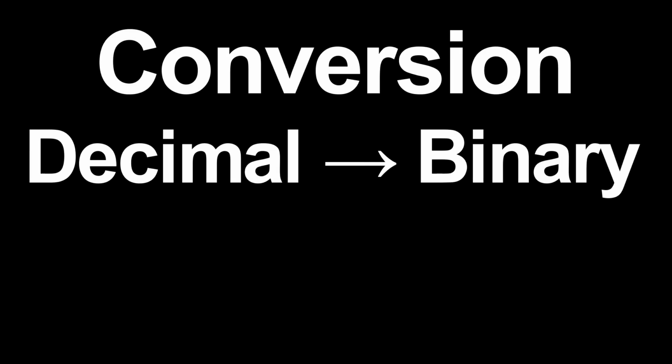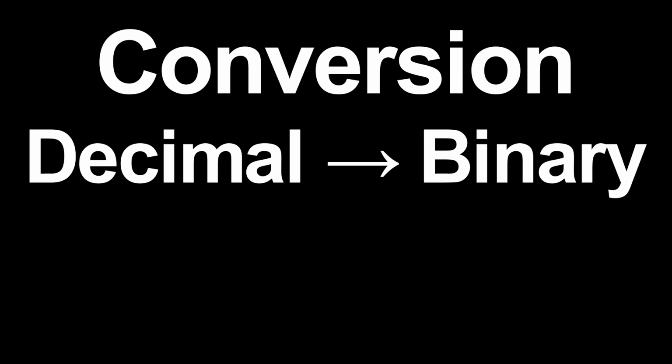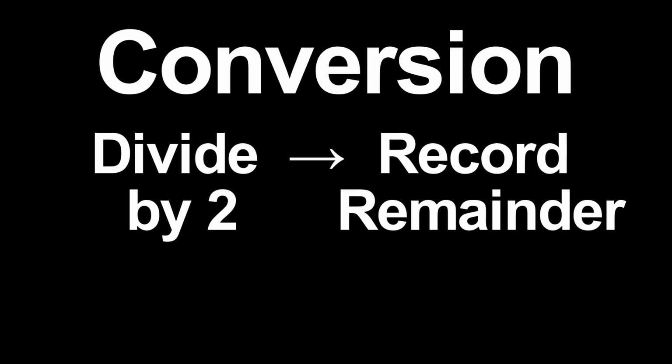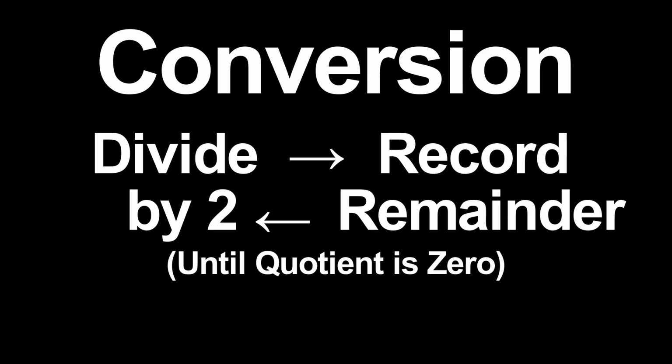Next, I'll be explaining about converting between number systems. Converting a decimal number into binary is done by dividing the decimal number by 2 and recording the remainder, either 0 or 1, until the quotient is 0. Here's an example so it's more understandable.